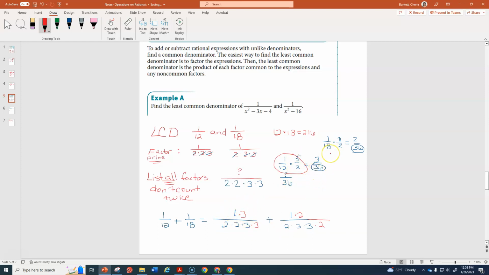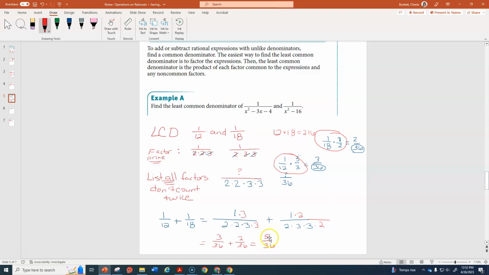Over here, this 1/18, I had to multiply top and bottom by 2. So this ends up being 3 over 36 plus 2 over 36. And now for fractions, you can't add them if they don't have a common denominator. But once they do have a common denominator, you simply add the numerators and the denominators stay the same. So this becomes 5/36.